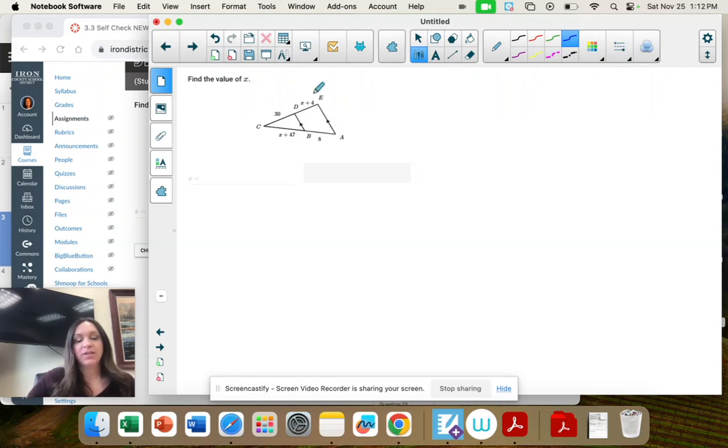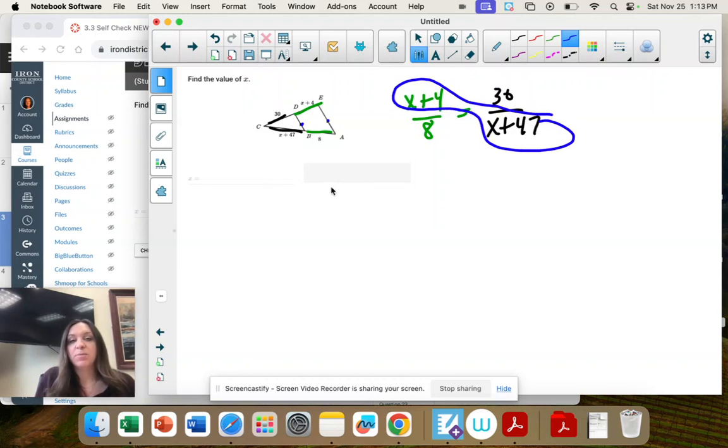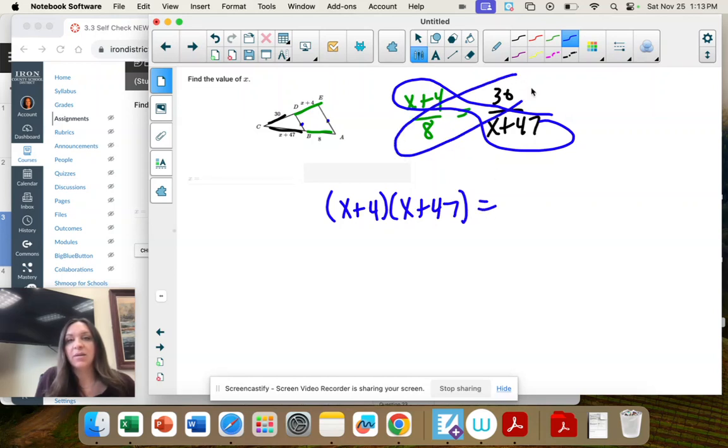Okay, question 12 is the same thing. We've got a triangle with our parallel lines through it. So those parallel lines create the same ratio, same proportions. So x plus 4 goes with 8, and that equals 30 over x plus 47. That's the setup, just putting our sides together, and now we're going to cross multiply. So I have (x plus 4) times (x plus 47) equals 8 times 30.